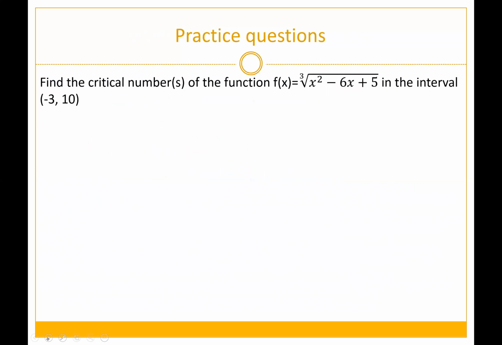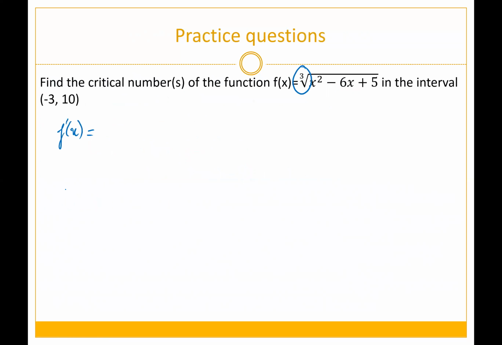Then we have: find the critical numbers of this function in the interval from -3 to 10. First of all, this is a cubic root. So you don't really need to care if the expression inside the root is positive or negative. We only need to care if you have an even root. So you have f(x). Now take the critical numbers. So two things to do.